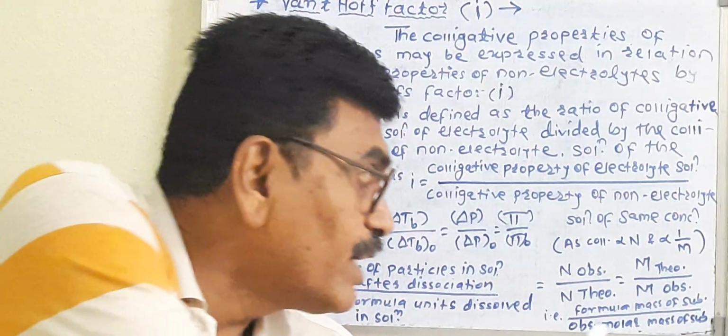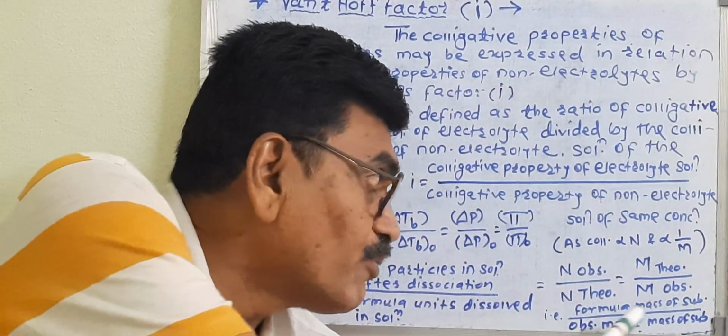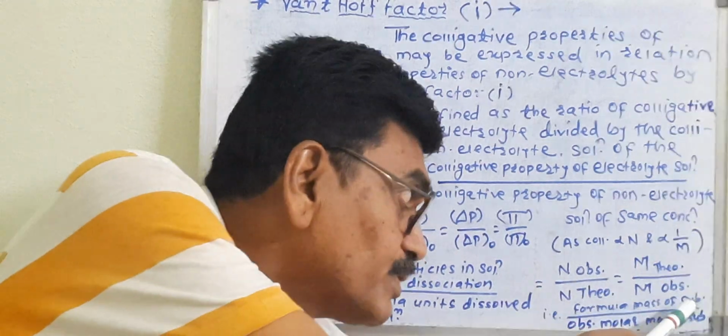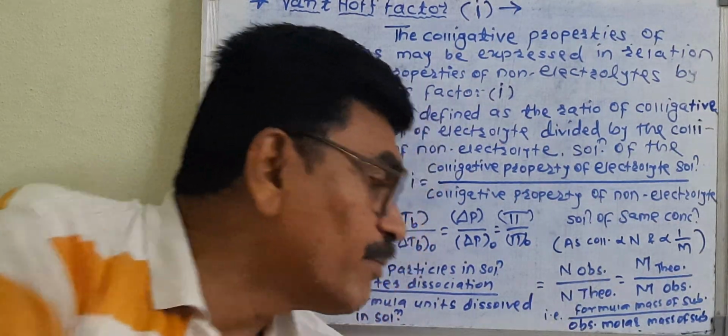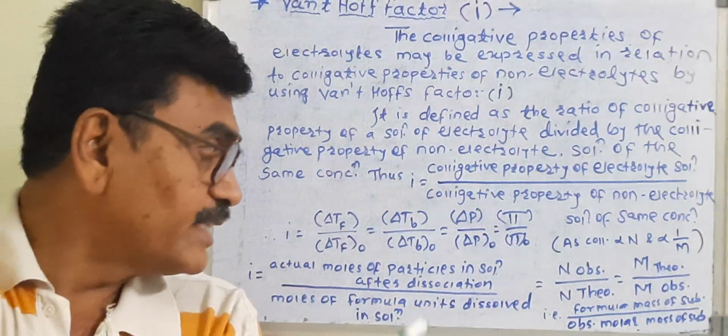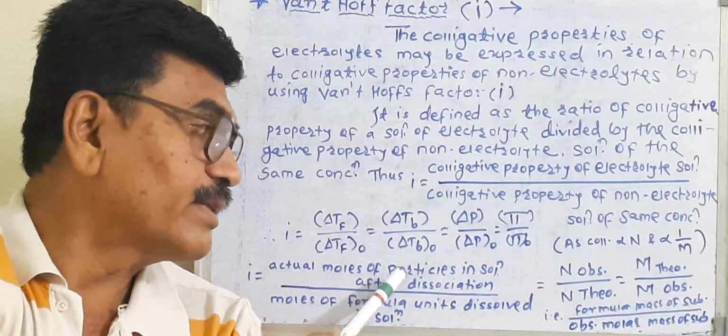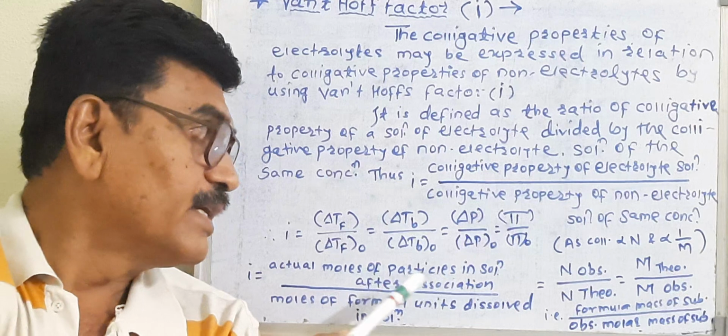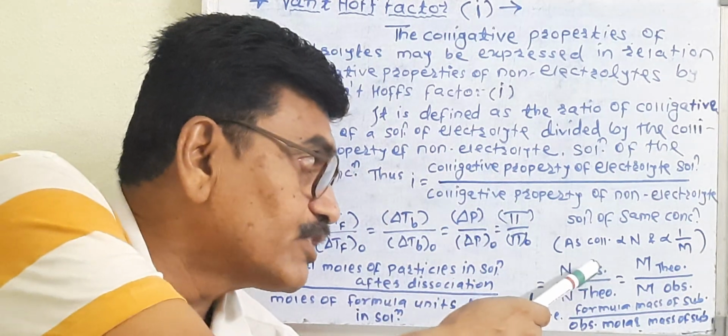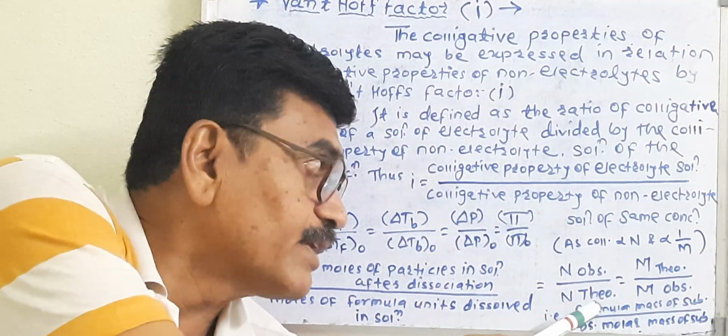Or, i is equal to the formula mass of the substance upon the observed molar mass of the substance. Look at this: for the electrolyte dissociation, it is the number of particles observed upon the number of theoretical particles.